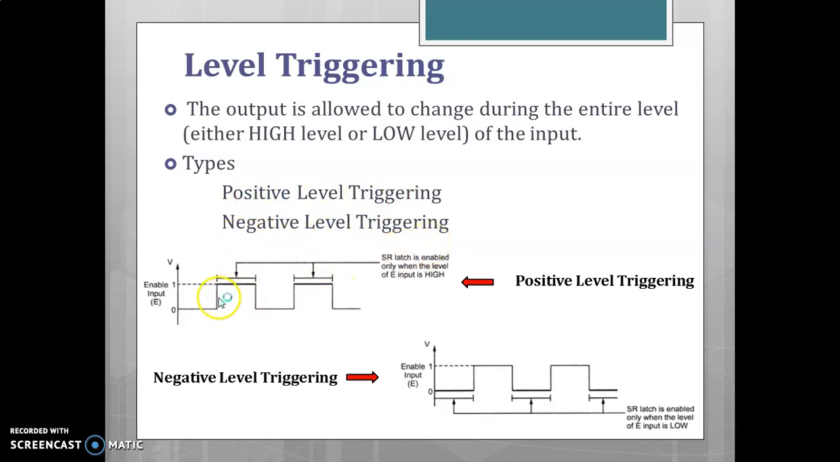In the positive level triggering, during the entire positive level, the latch will be enabled. Any change in the input will be reflected in the output. And similarly, in the negative level triggering, the latch will be enabled during the entire negative level and any changes in the input will be reflected in the output during the entire level of the enable input.